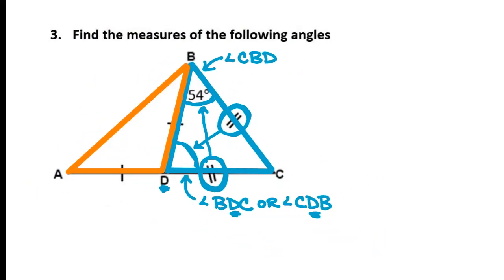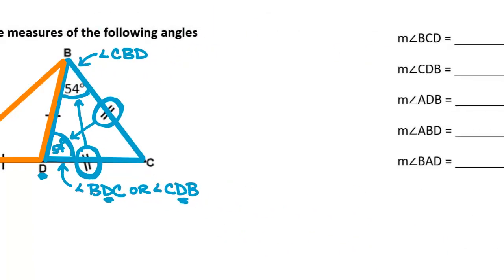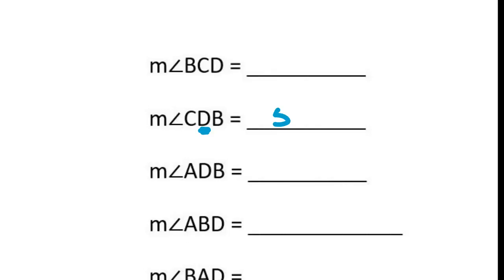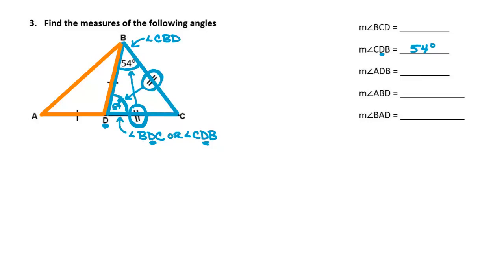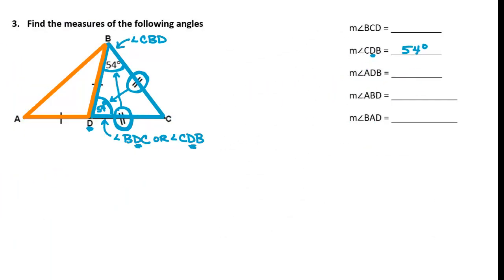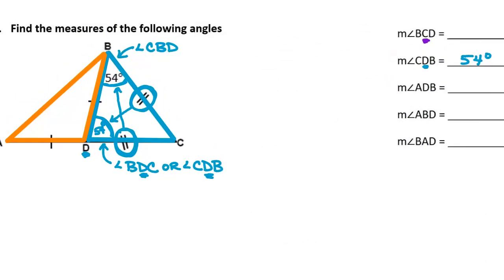All right, so how big is angle CDB? 54 degrees. So I can go and add that over here. Angle CDB is 54 degrees. What other angle are we supposed to find? We're supposed to find a bunch of other angles. Give me one other angle that we're supposed to find here. Angle C. What did they name that one? They named it BCD. Here's the C. That's my vertex.